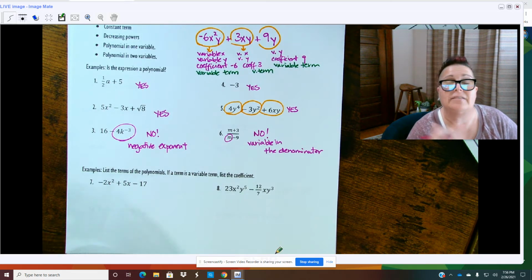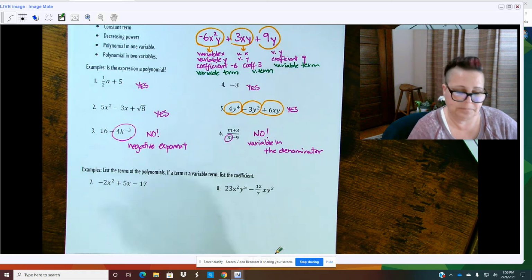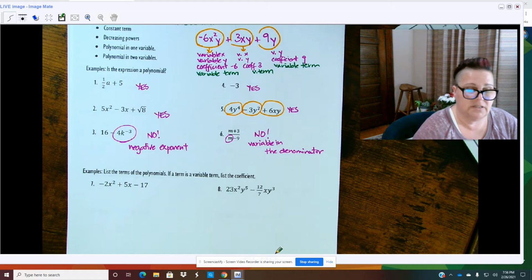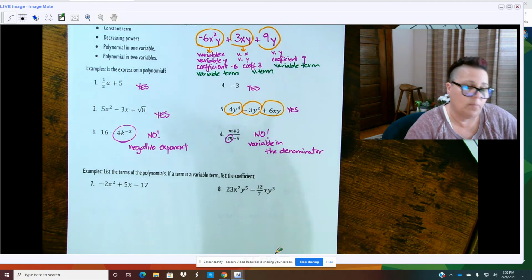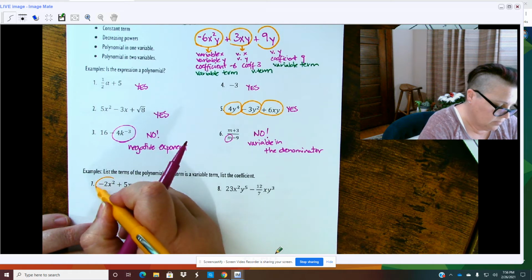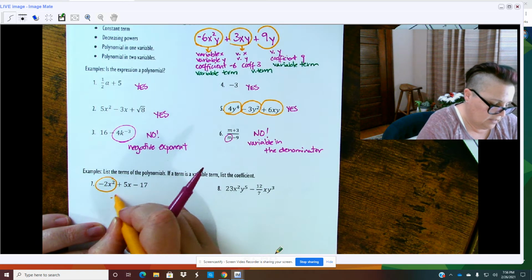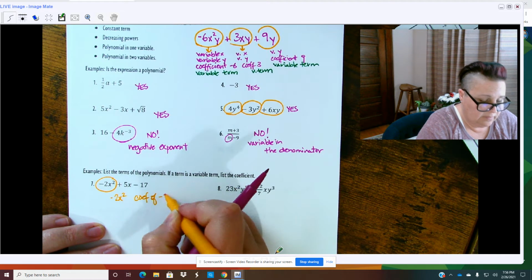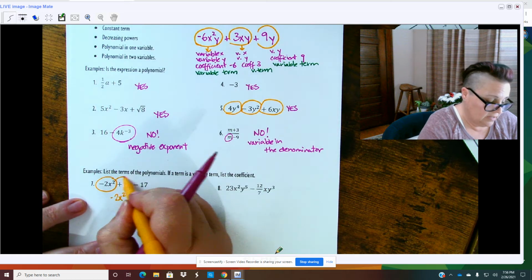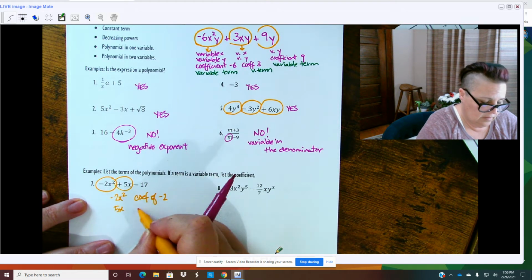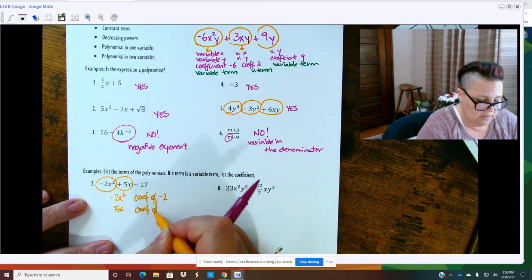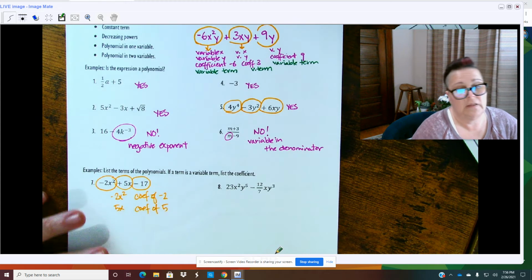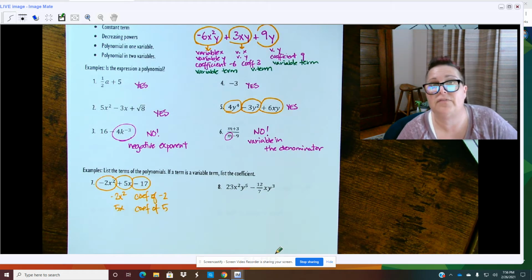Okay? All right. So I've said several, but can you list the terms of the polynomial? And if the term has a variable in it, list the coefficient. If we're looking at problem number 7, the addition and subtraction are what delineate or break apart the terms. So I have a term of negative 2x squared, and the coefficient is negative 2. I have a second term of 5x. The coefficient is 5. My third term is a negative 17. Doesn't have a variable on it.